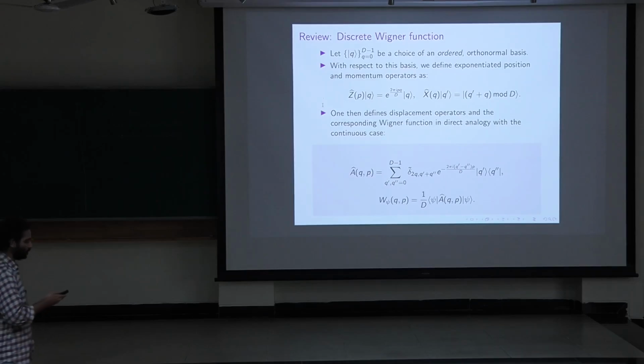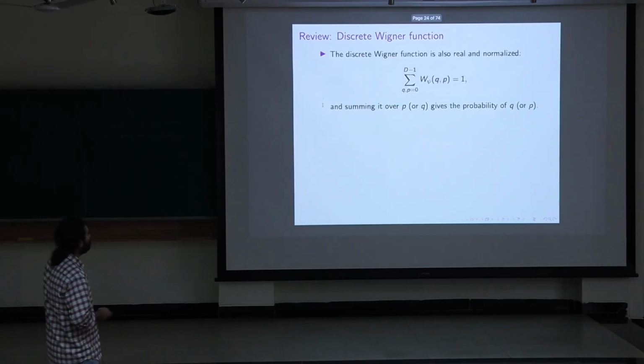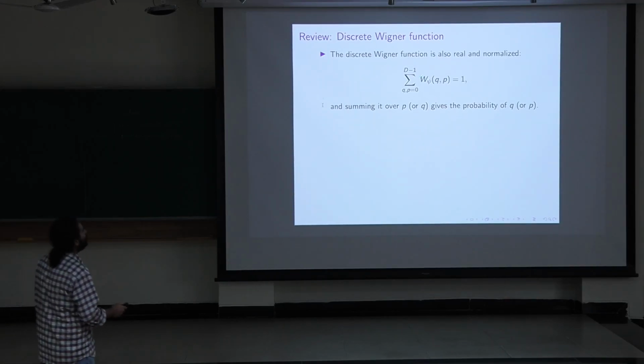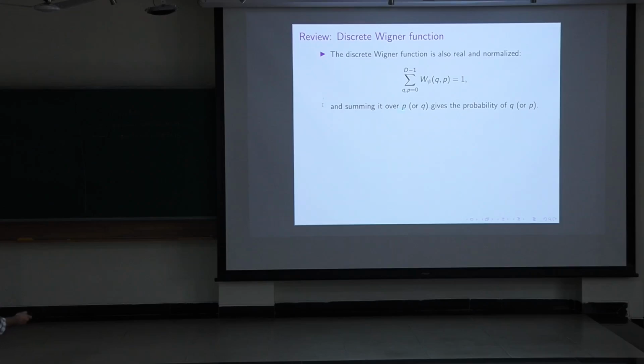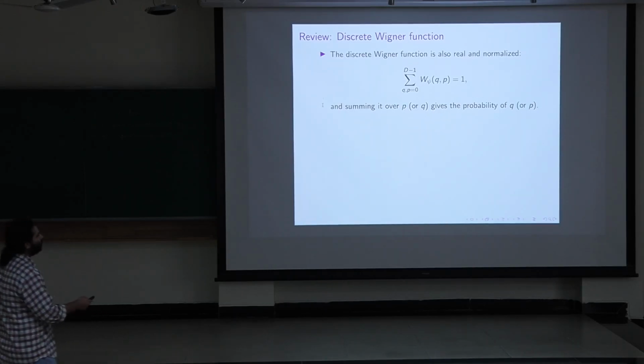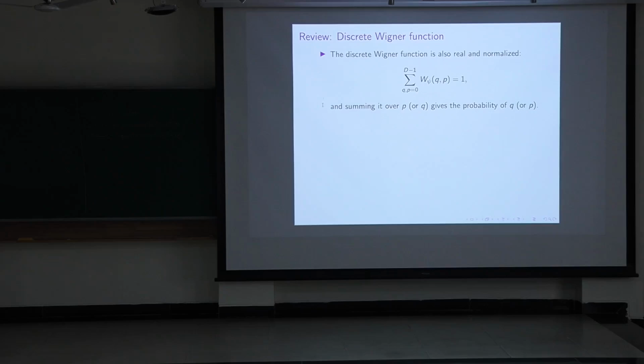That is the definition of the Wigner function in the finite dimensional setting, and it satisfies all of the nice properties that the continuous Wigner function satisfies. In particular, it's real. It is normalized. If you sum it over the entire phase space, it sums to 1. And if you sum the Wigner function only over P or only over Q, then you get the corresponding probability density in the other variable.